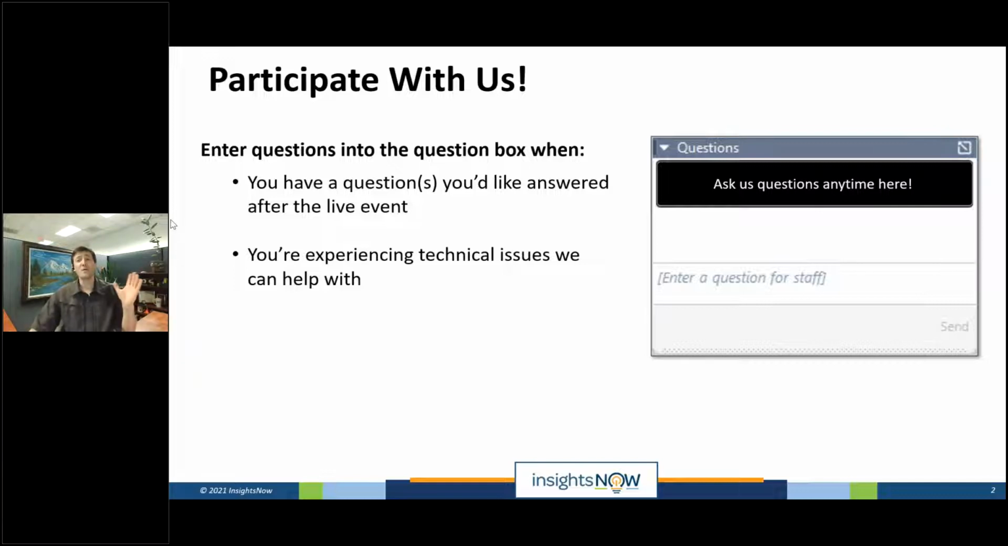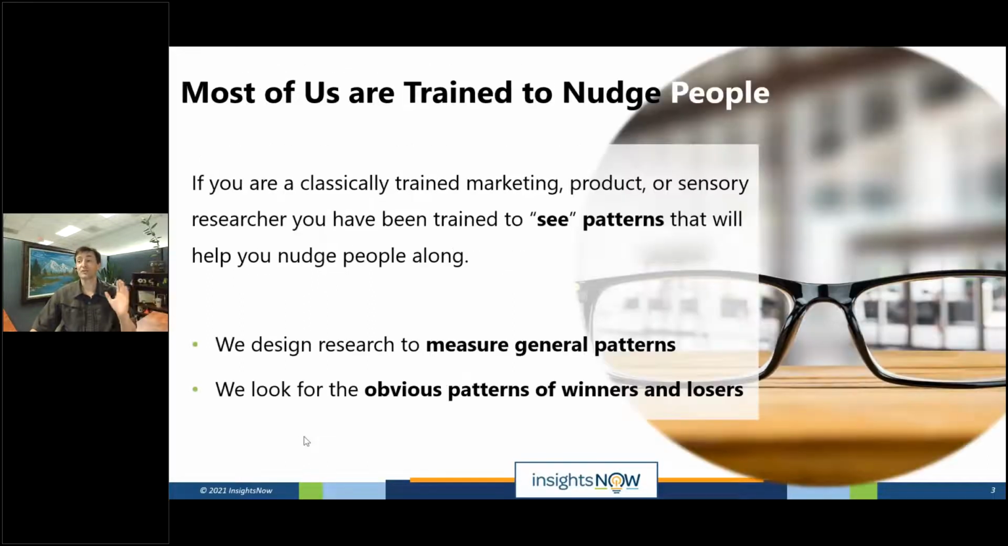All right, now, most of us are trained to nudge people. If you think about what you learned in school, or what you're maybe currently learning in school as well, most of what you're learning is how to look at the population as a whole and how to see patterns in that will help you nudge that big group along, or see common things that everybody's already doing. We really design research to find generalized patterns. A lot of our research designs that we're taught are really all about generalized patterns. We look for obvious patterns.